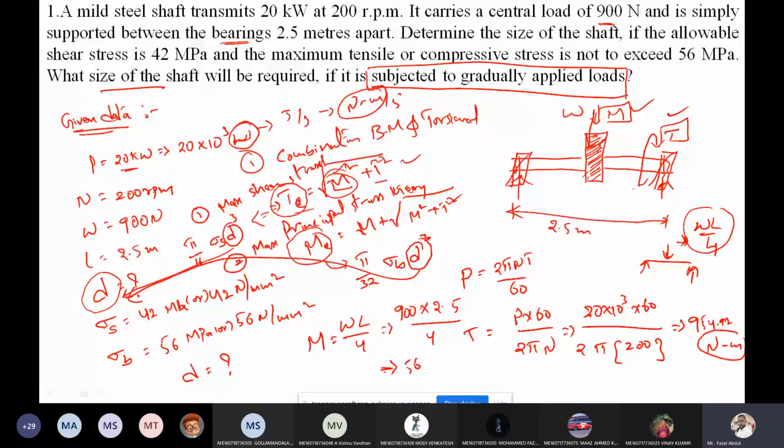562.5. What are the units, Babu? The load is in terms of Newton and the length is in meters, so it is Newton meter, not Newton mm. So the M value and the T value are calculated.